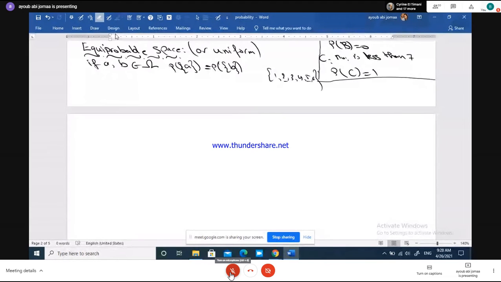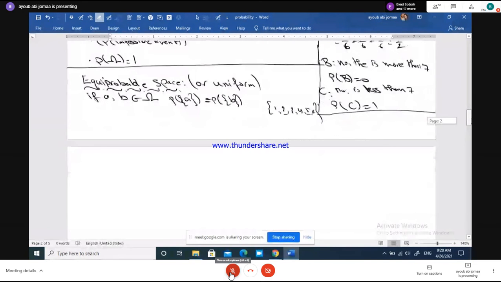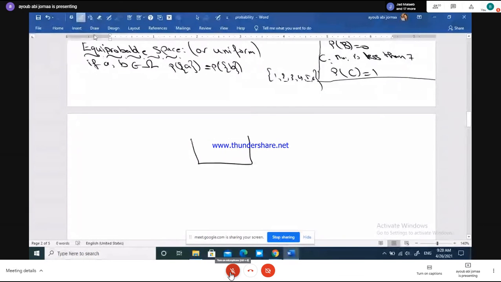Rolling a die is an equiprobable space. A fair coin is also an equiprobable space. Selecting, for example, from a jar that contains 10 identical marbles: selecting this marble or that marble, they have the same chance, because they are identical marbles.